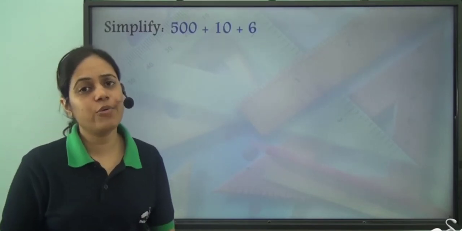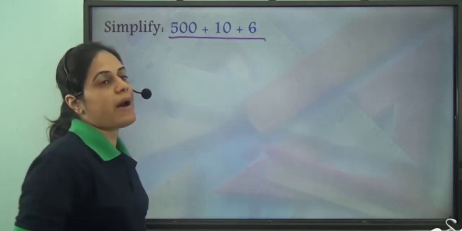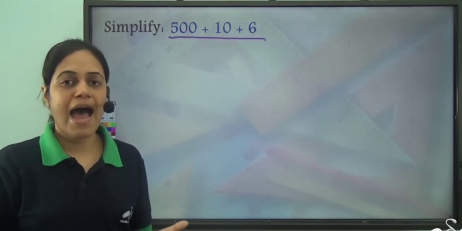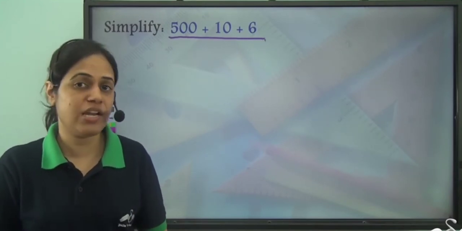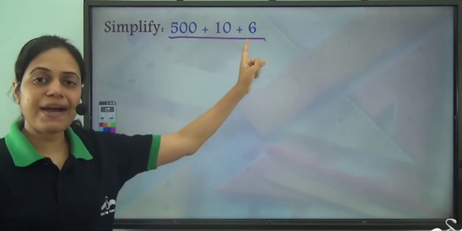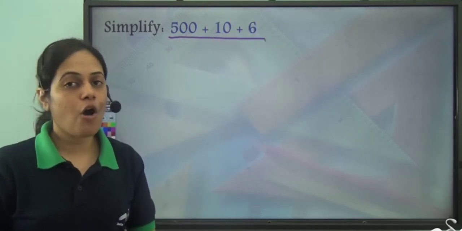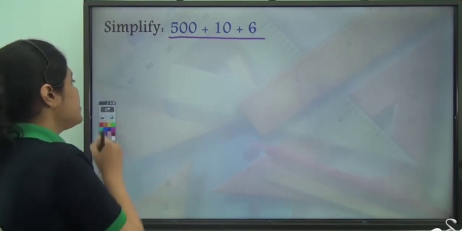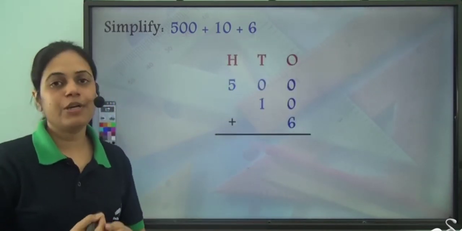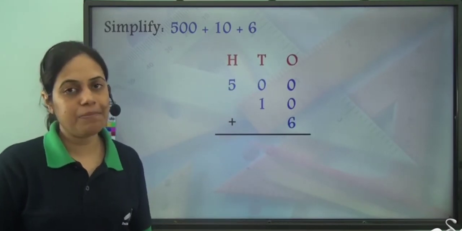Now what if we do it the other way round? That is, what if I have the expanded form of the number and I have to get the simplified form of the number, or the original number. So this is the expanded form, 500 plus 10 plus 6. How do I get the original number? One way is to add them, because we've already seen that if we add them, we get back the number.